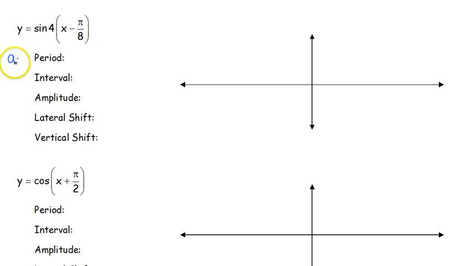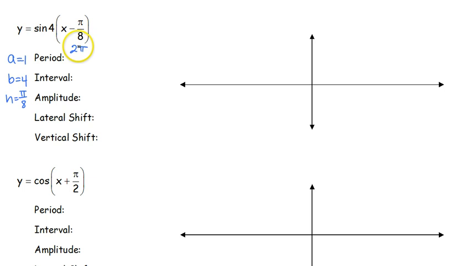We see that we have an a value of 1, a b value of 4, and because this is inside, we have a horizontal shift. Our h is going to be equal to pi over 8. Remember, it's the opposite of what you see.